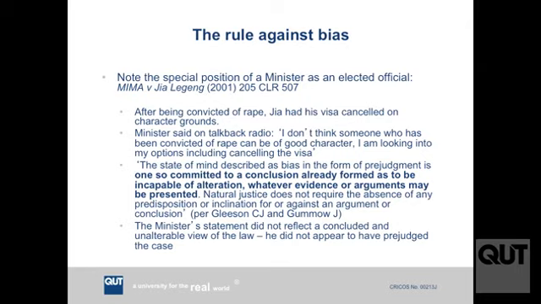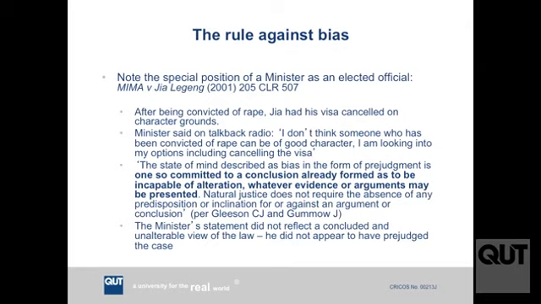The minister went on Talkback Radio and commented specifically on Jia's case, saying, "I don't think someone who has been convicted of rape can be of good character. I am looking into my options, including cancelling the visa." He also wrote to the AAT to discuss/complain about this issue.